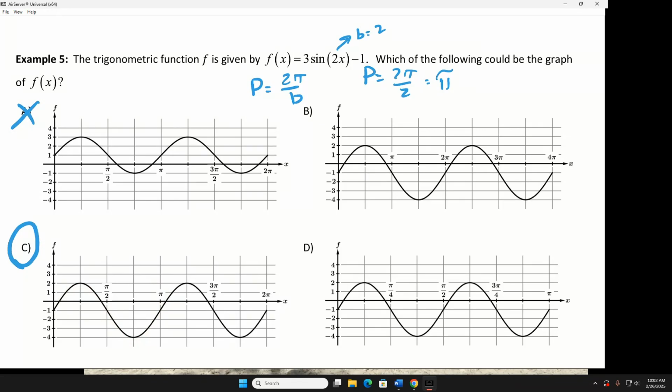All right, what questions do you guys have so far? Because it's about to get a little more challenging, because now we're also going to start shifting these things left and right.